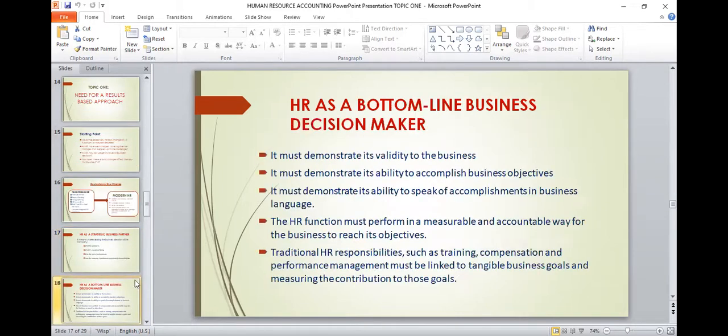Another thing, HR is a bottom line business decision maker. That is the other role that we said. We have moved HR to be a bottom line business decision maker. What do we do here? We have to demonstrate our validity to the business. Are we valid? Are you relevant? Are we valid or are you invalid?